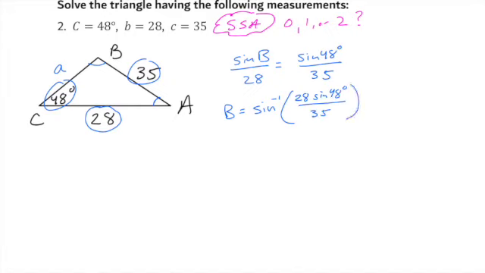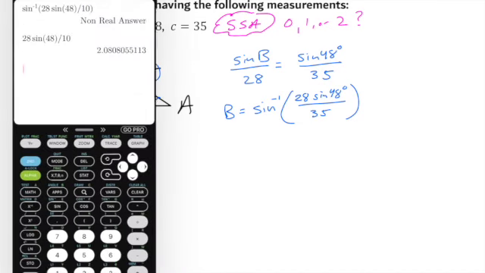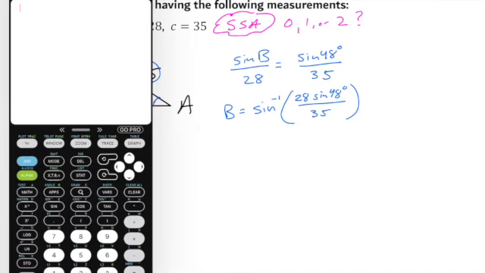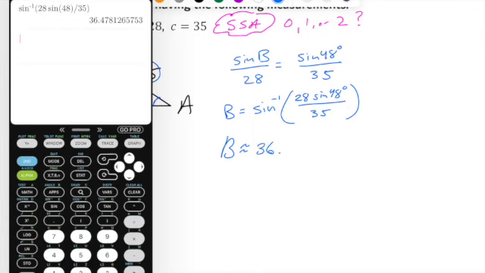And now, let's bring that calculator back out here. Inverse sine of 28 sine of 48 divided by 35. Ooh, there we go. Forgot the division sign. And we get that angle B has a solution of 36.48 degrees. We didn't say how to round here, so we'll go 2 places.